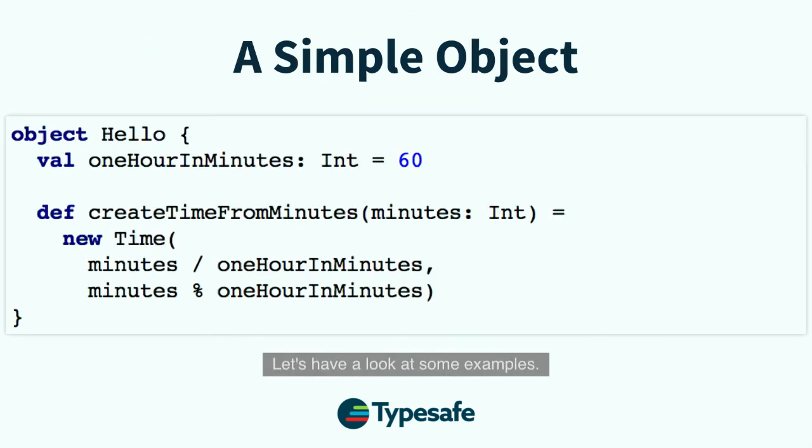Let's have a look at some examples. Here's our object hello again, and inside we have a constant defined as an immutable value called 1 hour in minutes. It is a type int, and it is 60 as a value. We also have a method called createTime from minutes, which takes a minutes value of type int, and it then instantiates a new time instance for us using the minutes passed in divided by the constant we already defined, and then the minutes modded by the same value. This is a factory method for time instances.